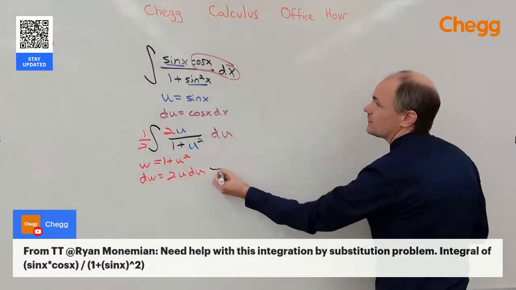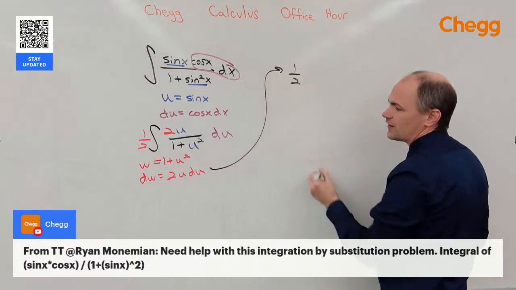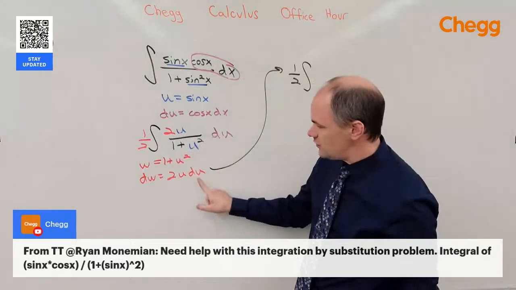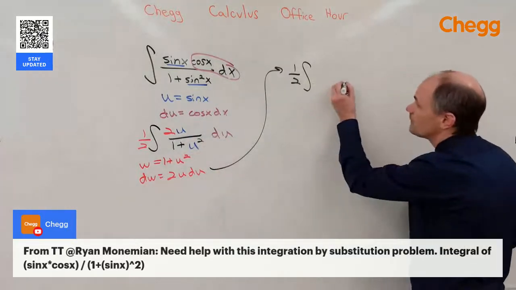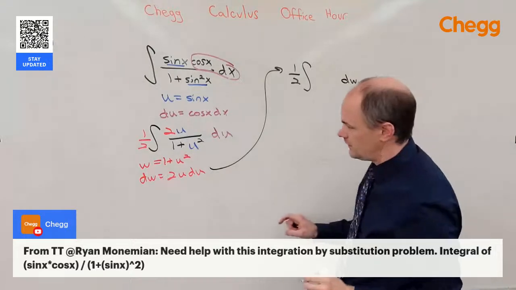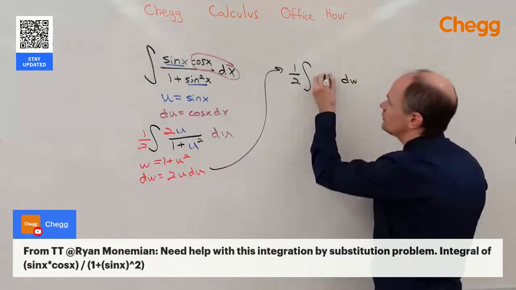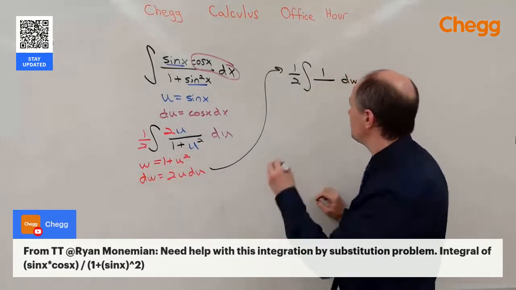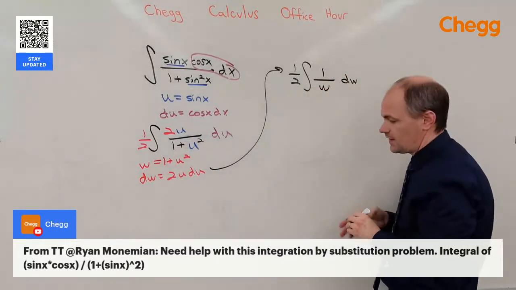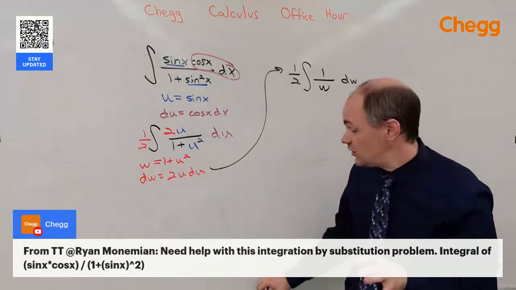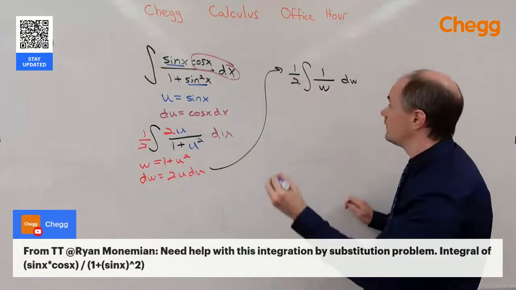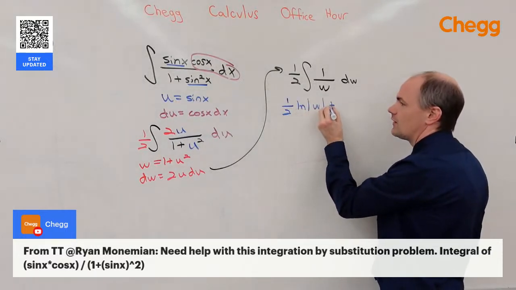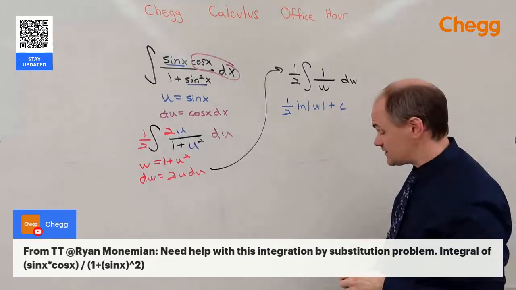A 1/2 out front times the integral of 2u du. All that's going to become my dw. And so there's nothing else in the numerator. In the denominator, we have 1 plus u squared. That's going to be my w. And now we have something we know how to solve. We've got a 1/2 out front, natural log of w plus a constant.